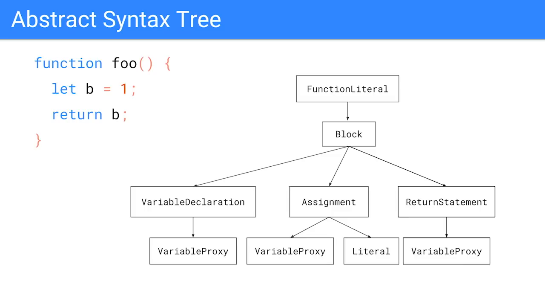Variable proxies are references to variables. At this point in parsing, all these variable proxies are unresolved. So we don't know that they're actually pointing to the same variable.